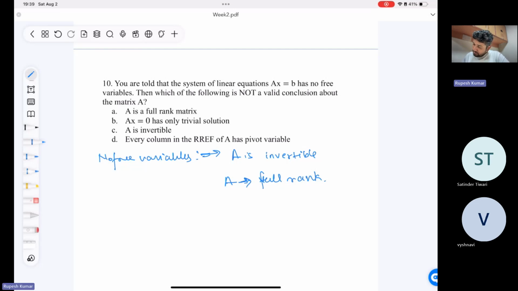So what is not a valid conclusion? A is a full rank matrix. It is true, so it's a valid conclusion. Pay attention to the question, what it says. It is asking for a not valid conclusion, right? So A is invertible. And Ax equals 0 has only the trivial solution, right? Let me think. Yeah, that's also true, right?